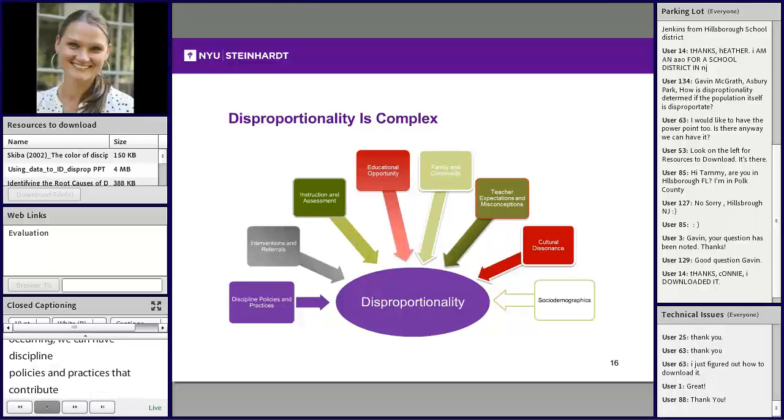So none of these factors live alone. They all live together, and that's why it's so important when we're engaging with work on disproportionality. We don't say that it's one person, one thing, or one aspect of a school system or students or families that's the cause of the issue. It's really a very, very complex issue that is related to broader achievement gaps and opportunity gaps that exist in our school system.